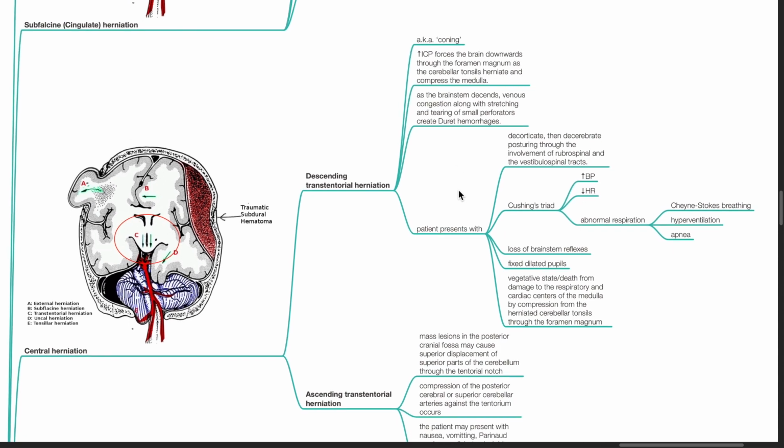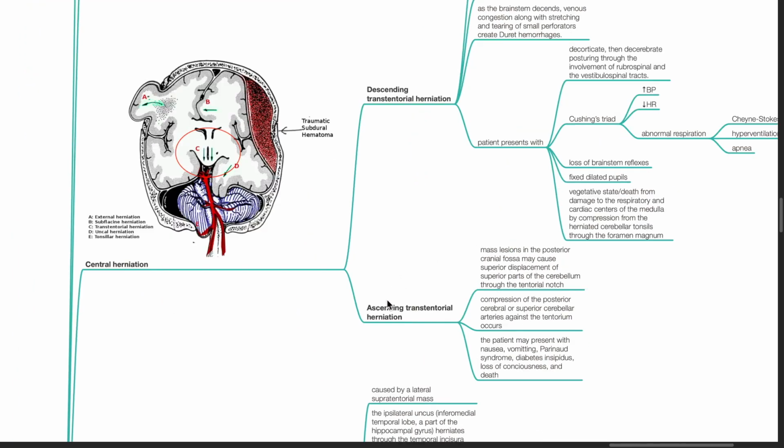The patient presents with decorticate then decerebrate posturing through the involvement of rubrospinal and vestibulospinal tracts. Cushing's triad as mentioned, loss of brainstem reflexes, fixed dilated pupils, vegetative state, and death from damage to the respiratory and cardiac centers of the medulla by compression from the herniated cerebellar tonsils through the foramen magnum.